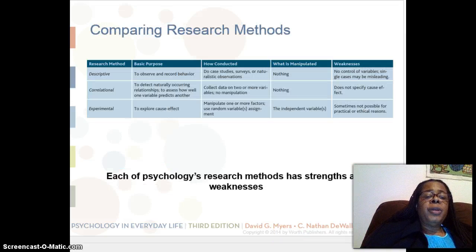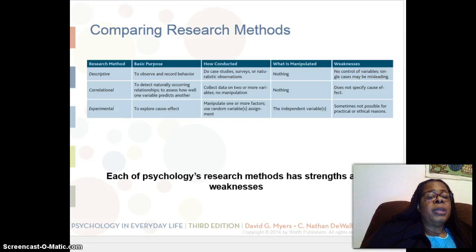So we've talked about the various types of research methods. We've talked about the descriptive method, the correlational method, and the experimental method. Each of these has strengths and weaknesses. Of course, the strength with descriptive method is that we're able to go out and observe behavior and describe that behavior. The weakness is going to be that you can't control any of the variables involved with that behavior. So we may not be able to talk about cause and effects. In fact, we can't talk about cause and effect because there is no manipulation of variables.